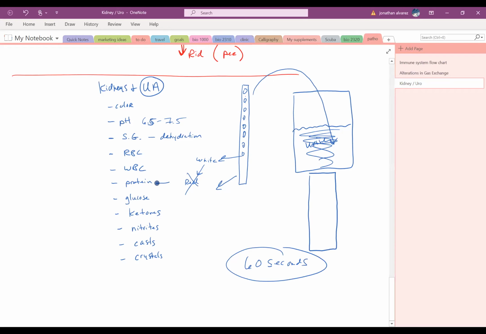So were proteins present? Did it pick up on white blood cells? Is there presence of blood? How much glucose is present? Is the person spilling ketones into the urine? That would be ketoacidosis stuff. You can also look for bacteria.